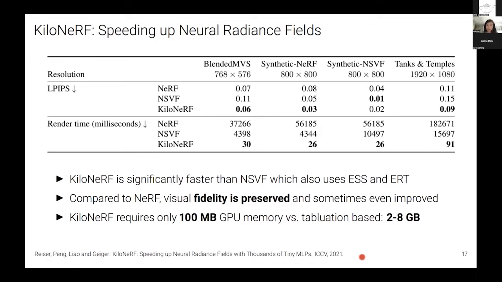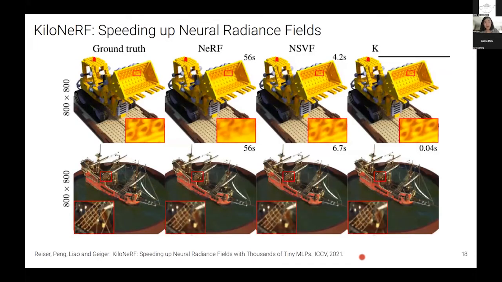The key idea is to save the intermediate results of the MLP such that we can directly get the intermediate results by looking at the table. And this requires large memory consumption. In contrast, KiloNeRF requires only 100 megabytes of GPU memory. Here are some qualitative comparisons. We show that KiloNeRF can achieve real-time rendering while maintaining the same or even better quality.